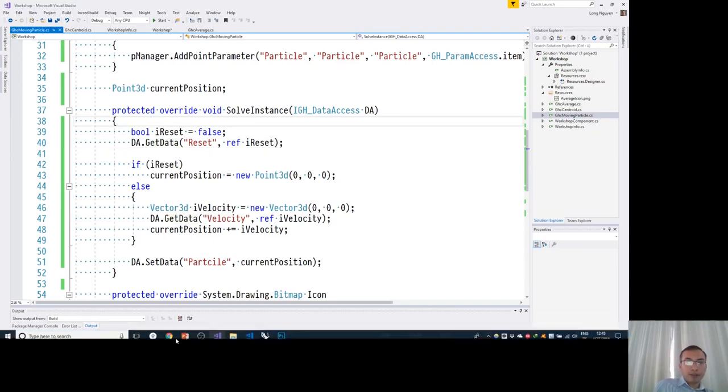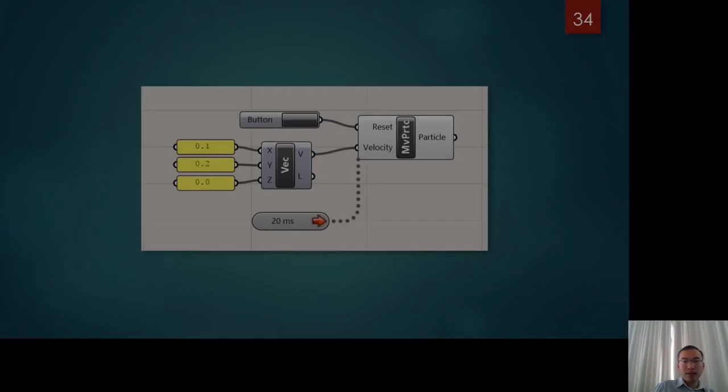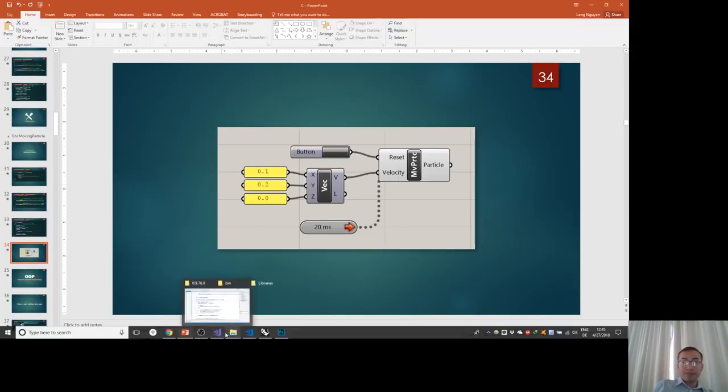Now if you run this code, you should set up your script like this. This is the component we made. Put in the reset button, put in a velocity vector and a timer. Each time the timer ticks, the point will be moved according to the velocity vector. Make sure that you give a non-zero velocity vector, otherwise the point will just stay in the same place.